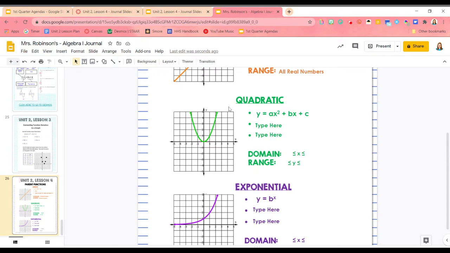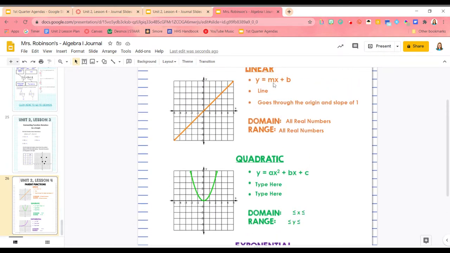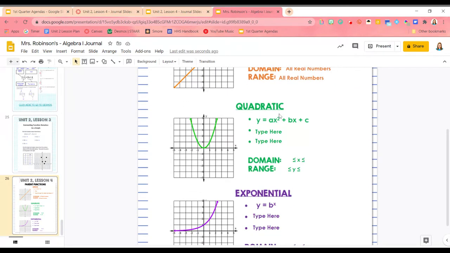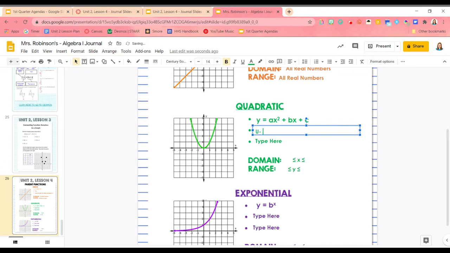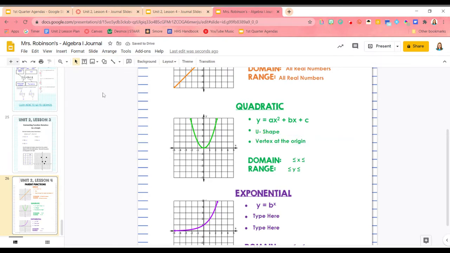Okay. So quadratics here is a U shape. And here's the equation that we see most often. Notice with a line, we have y and x, m and b are numbers, and the power on x is 1. But for quadratic, and that's why it's called quadratic, there's actually a power of 2 on our x. So for quadratics, what I want you to remember is that it's a U shape, and that the vertex is at the origin. Okay. So I'm going to zoom in a little bit more here.